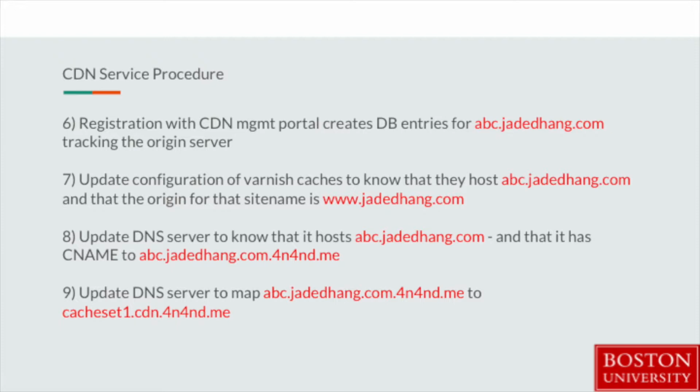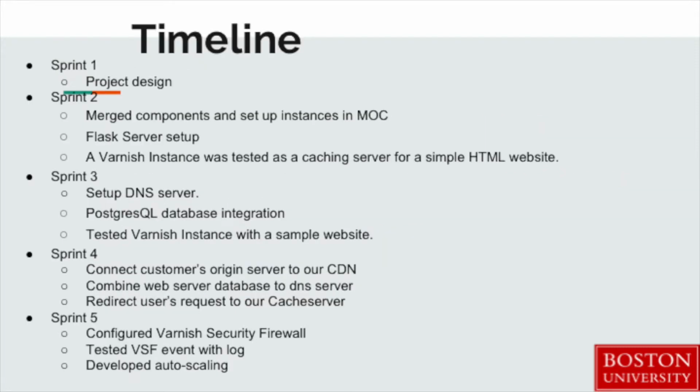After that, we update our DNS server to know that its host name is abc.jethung.com, and it has a CNAME record of abc.jethung.com.414d.me. The last step we do in our system is to update the DNS server to map the record of abc.jethung.com at 414d.me to the cache set 1 CDN.414d.me. The cache set is where we group those Varnish cache servers into one set, and we assign this cache set to this client.